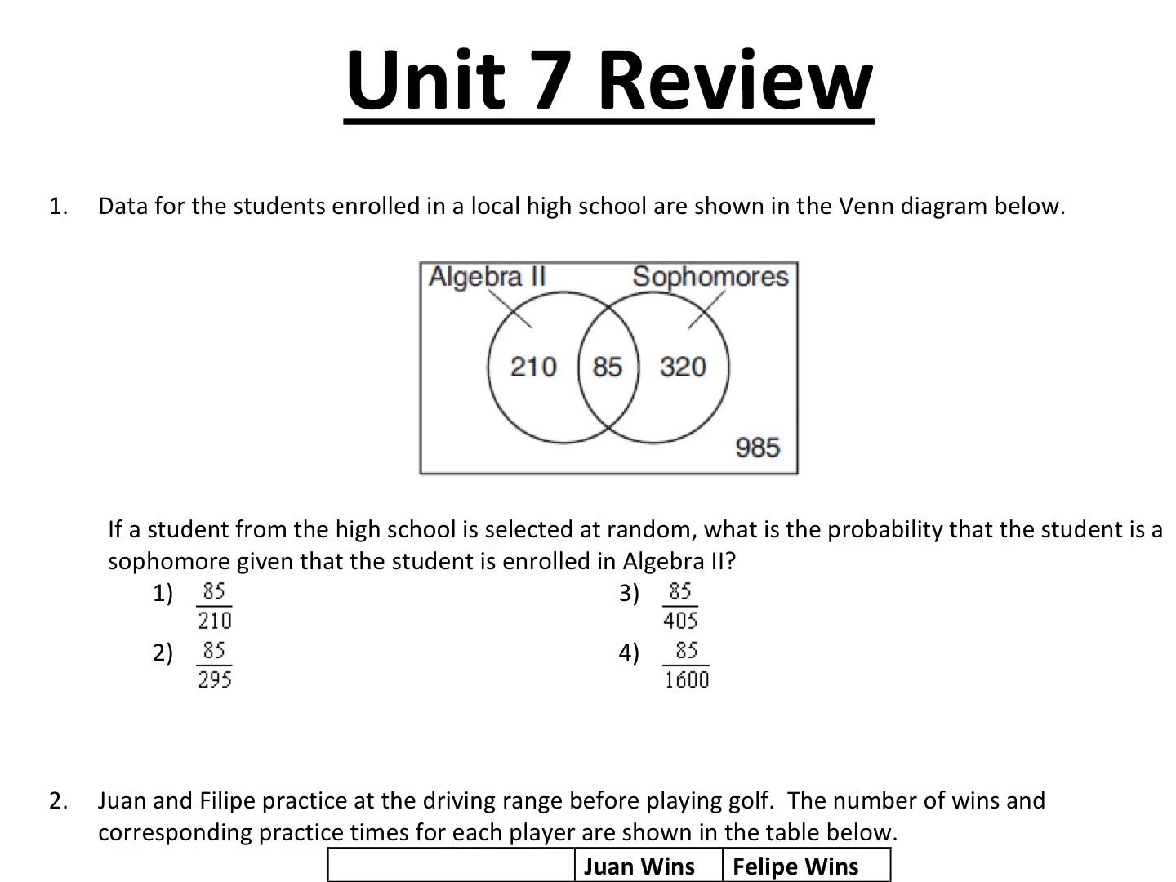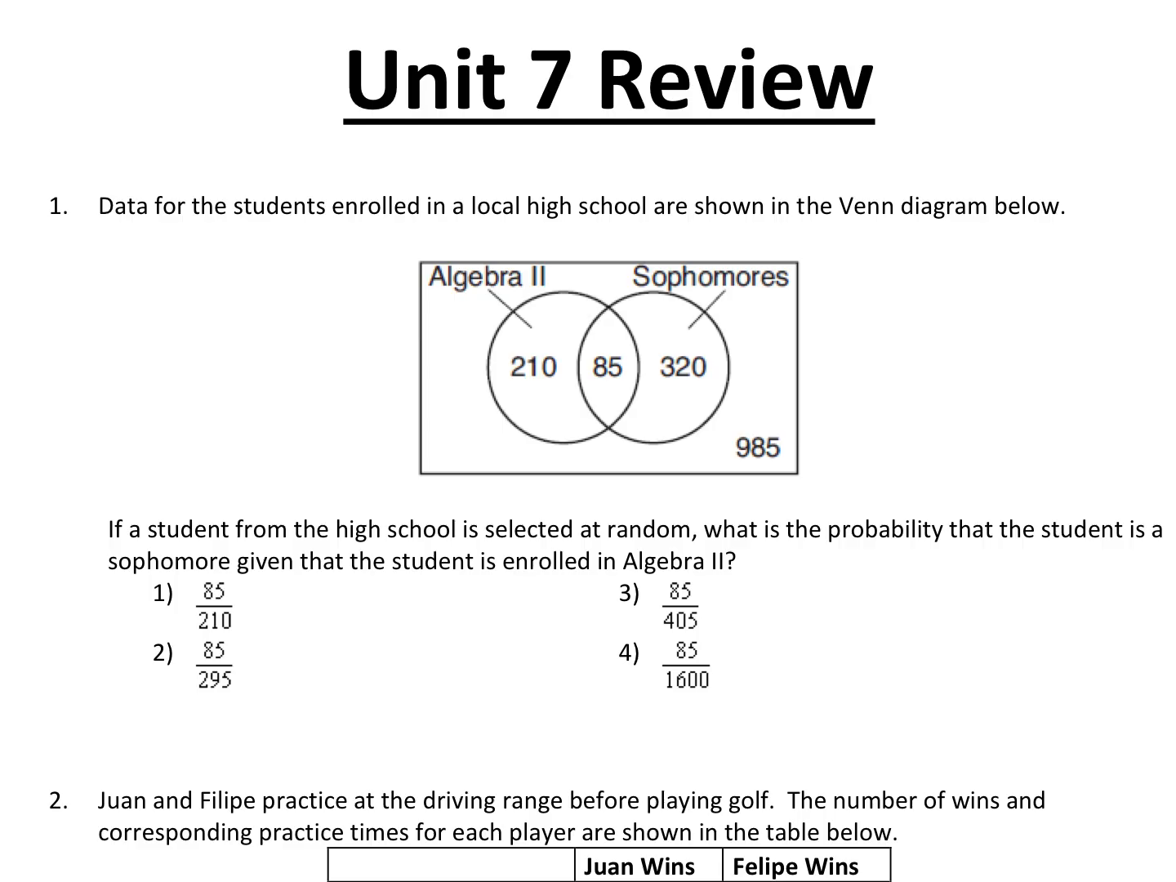All right, so Unit 7 review. So this is review on probability. Number 1, data for the students enrolled in a local high school are shown in the Venn diagram below. If a student from the high school is selected at random, what is the probability that the student is a sophomore given that the student is enrolled in Algebra 2?